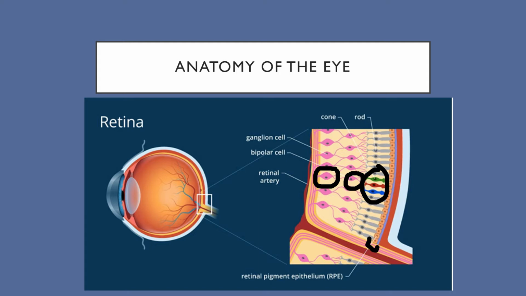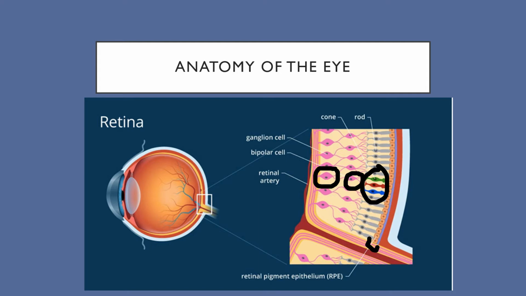Rods are very sensitive to light. There are hundreds of millions of them in the eye. Cones are less in number, about 6 million. These are mostly in the macula. These are less sensitive to light but can detect colour.